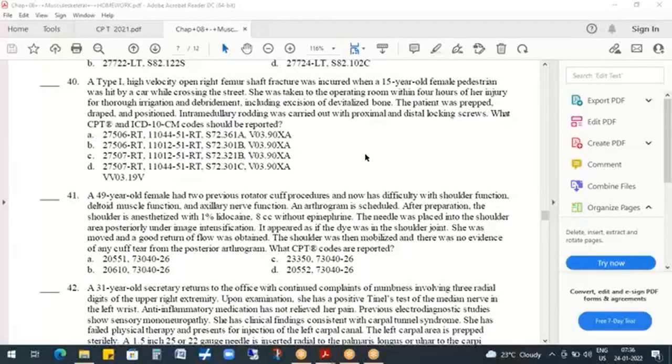What is the type of treatment here? Open treatment, closed treatment, percutaneous treatment. Open treatment, sir. Now, when we were discussing on Saturday, debridement is performed here. What type of fracture? Open fracture.